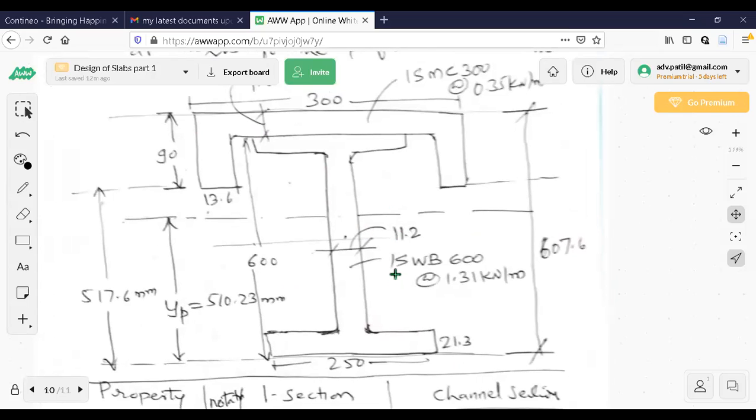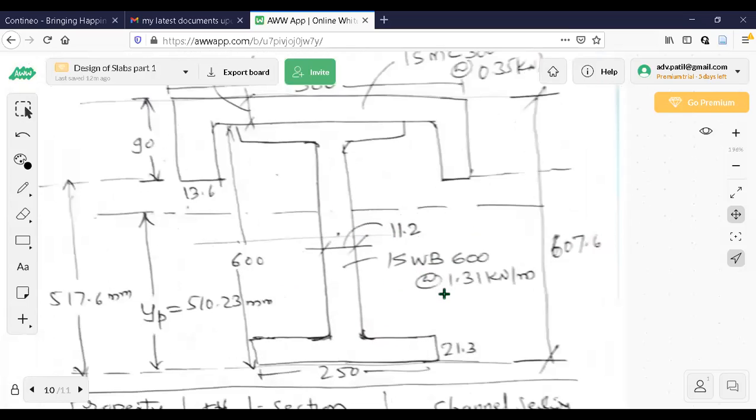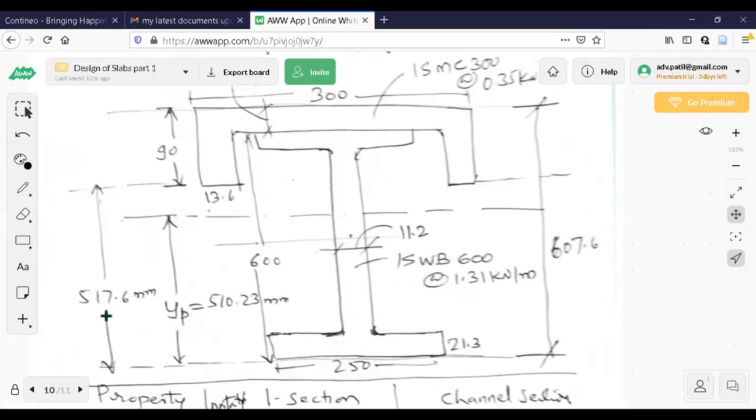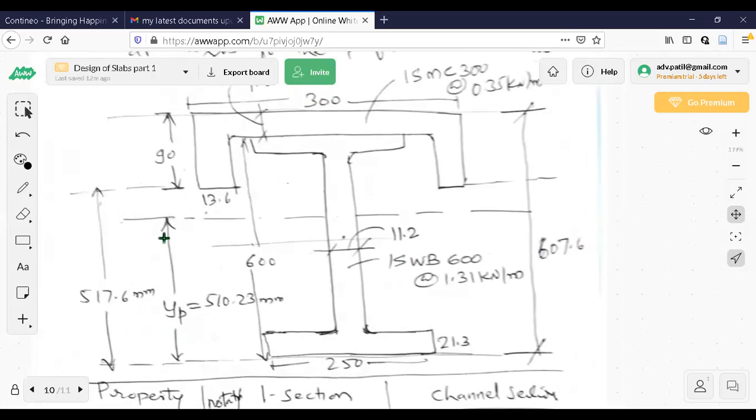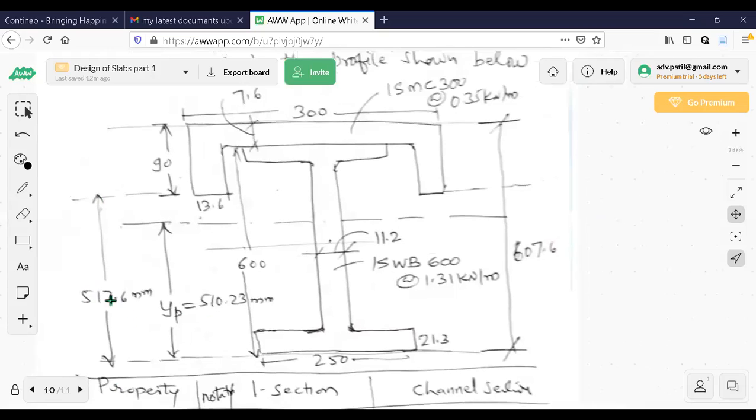Now the I section is what? ISWB 600 at 1.31 kN per meter. Once you check this steel table, you are going to get all the properties of this particular I section in the steel table. Usually I have solved this one. That is why you are able to see all the other values. It means you have to calculate these two values, 517.6 and all that. This is directly visible. Directly looking at the figure, I will get it. I got it looking at the figure only.